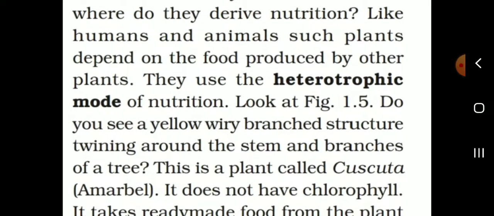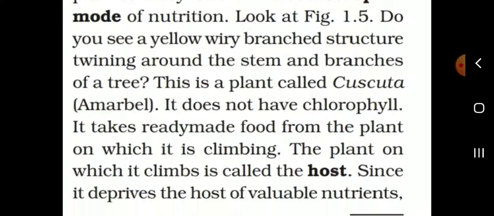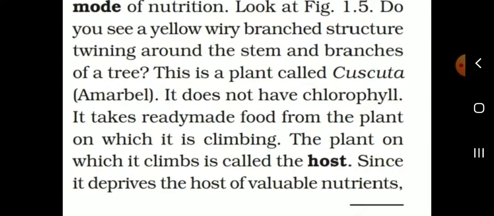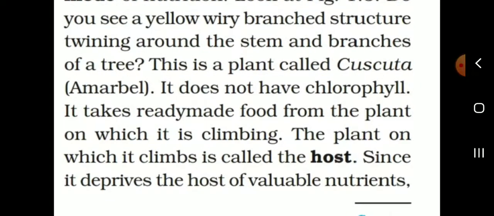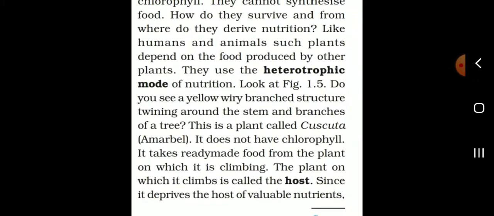Do you see the yellow, very branched structure twining around the stem and branches of a tree? This is a plant called Cuscuta. It does not have chlorophyll. Cuscuta's another name is amarbel. Okay. It takes ready-made food from the plant on which it is climbing. The plant on which it climbs is called the host. They depend upon another plant. That is a host, since Cuscuta deprives the host of valuable nutrition.